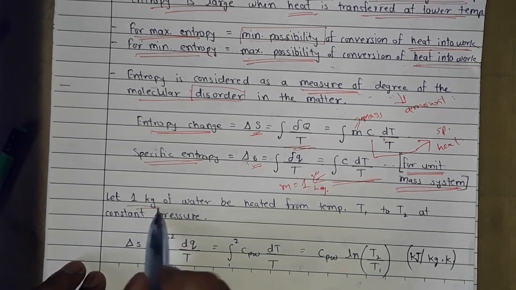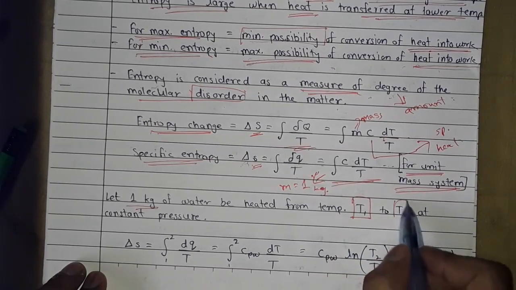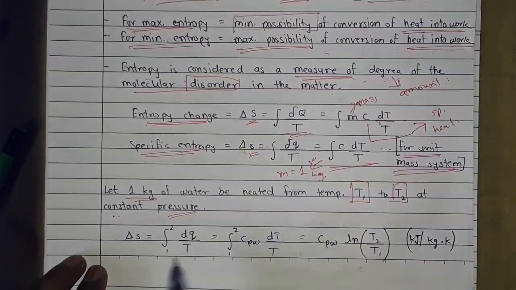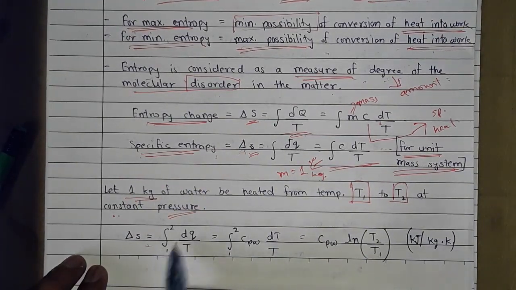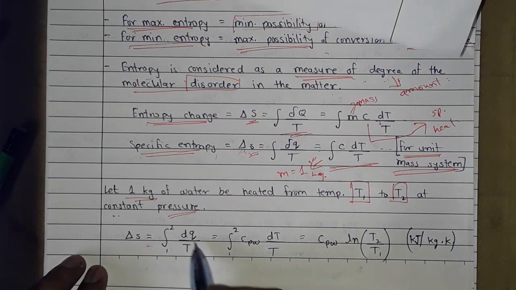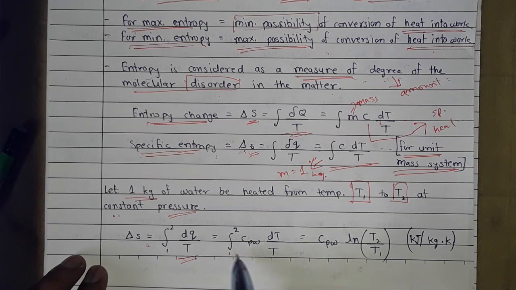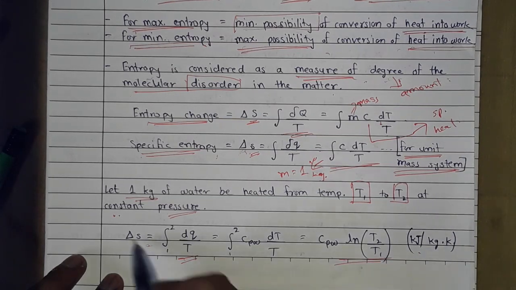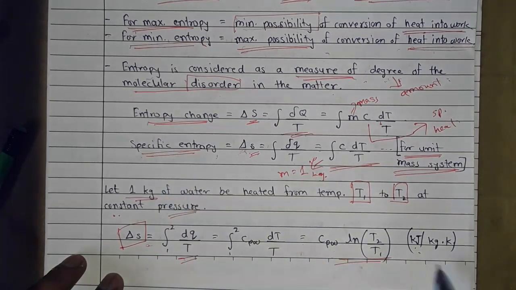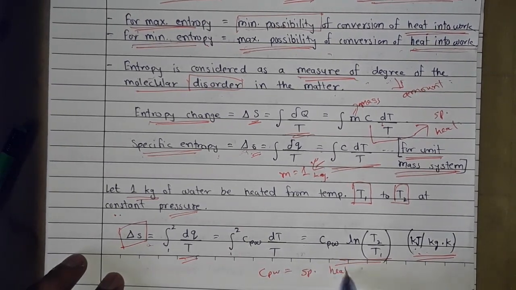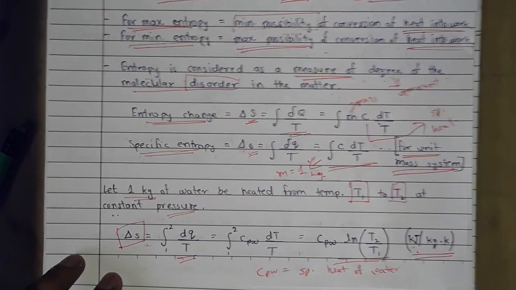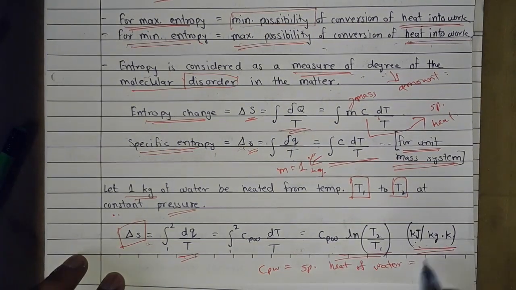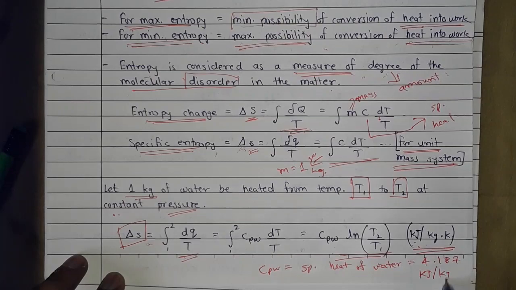Let, friends, 1 kg of water be heated from a temperature T1 to T2. Then, friends, specific entropy is equal to the integration from 1 to 2 of dq upon T, is equal to the integration from 1 to 2 of cpw dT upon T, is equal to cpw ln T2 upon T1, and the unit of specific entropy change is kilojoule per kg Kelvin. Here, friends, cpw is the specific heat of water, and its value is taken as 4.187 kilojoule per kg Kelvin.